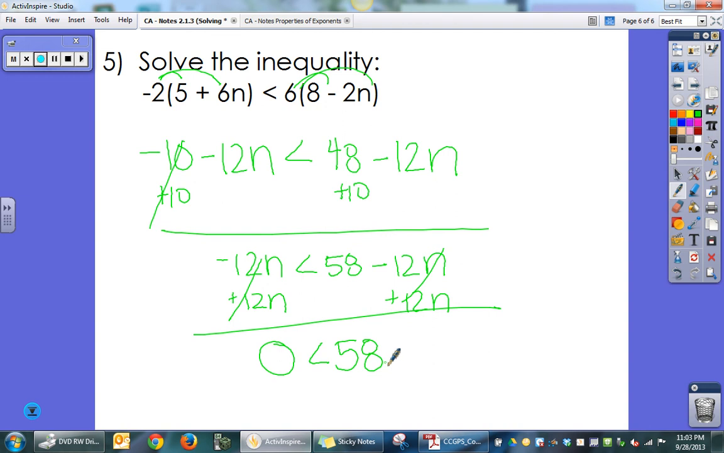Since it's a true statement, I would have an infinite number of solutions, but my solutions are only going to be the real numbers that exist on my real number line. So my answer would be all real numbers.